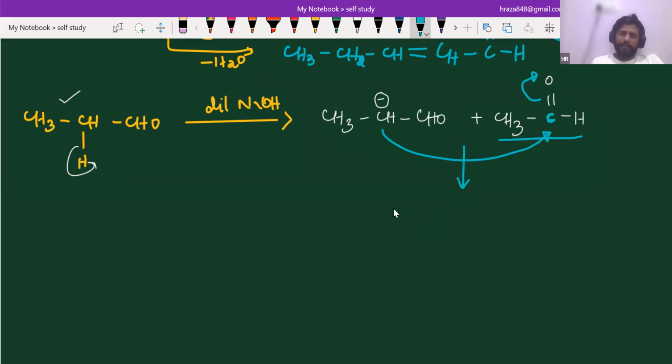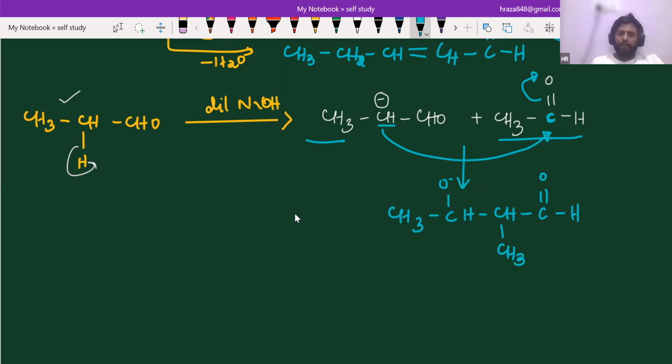As you can see, this is CH3. After this, O negative, and then H was there. Then this will be attacking on that. So there will be CH, and this CH3 I'm going to put here. And there was CHO, so I'm going to write CHO at C double bond O.